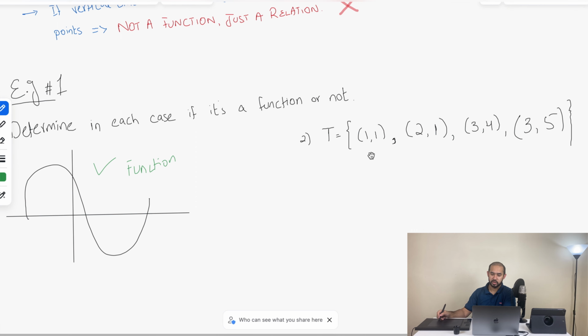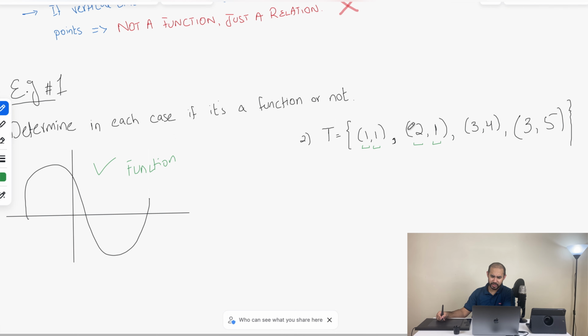Alright, let's have a look at this example. For this one, I can see that T is a set of points. Now, just one important thing that I think I haven't mentioned before, points are also known as ordered pairs. So T is a set of ordered pairs, or you can say T is a set of points. Now what points are here? It is (1, 1), (2, 1), (3, 4) and (3, 5).